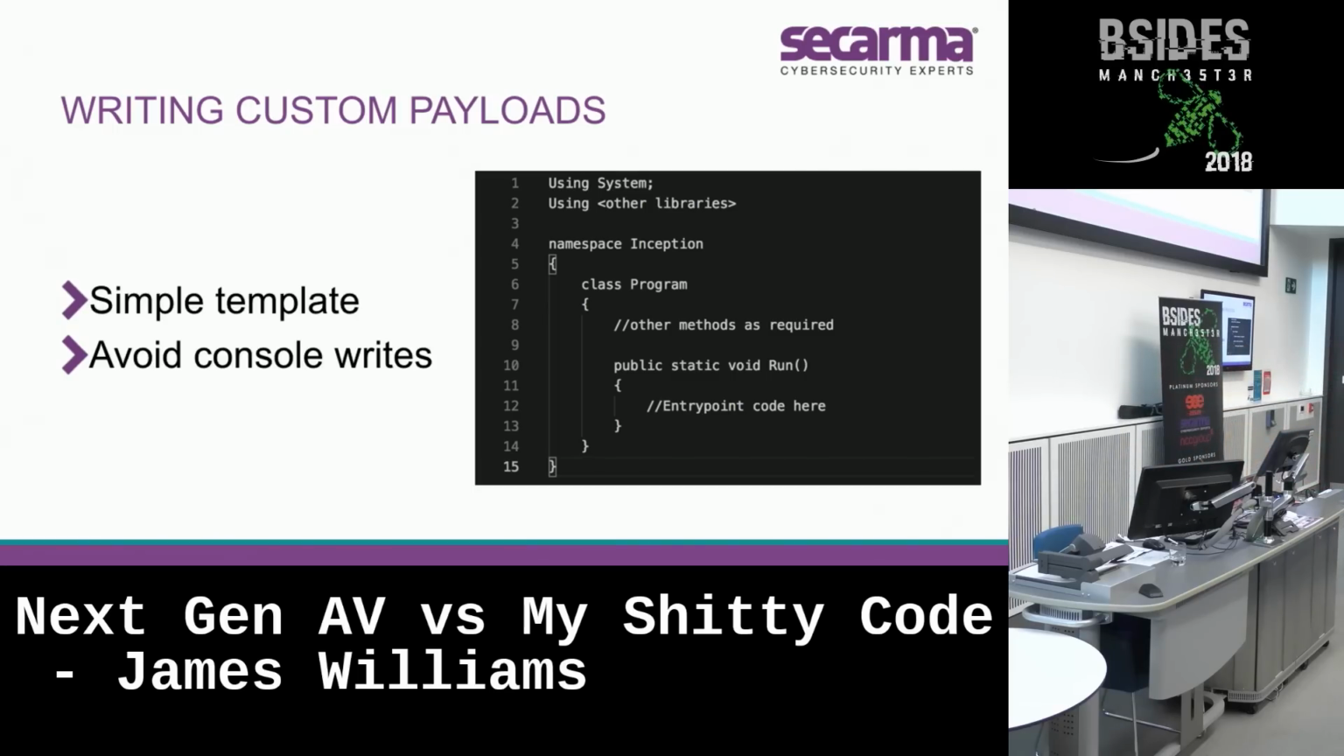This is just a really simple, empty class that you can fill in with your own data. This is the bit I was saying is important: namespace inception, class program, public static void run. When you launch this and the code is built and executed on the compromised machine, this is the method that will get called. You can put any other methods in there you want, as long as it's valid C# and it builds. You can stick as many classes in there as you need to. This is the entry point, so call them from there, and then everything else will just magically happen for you.